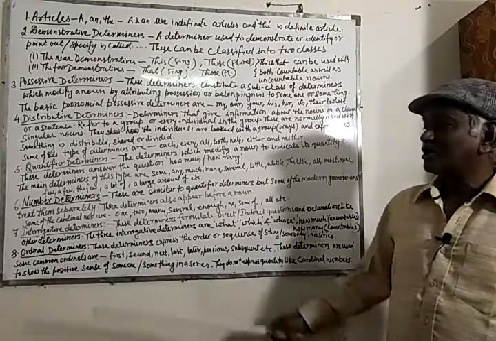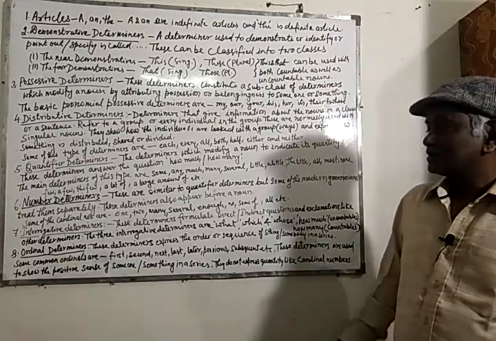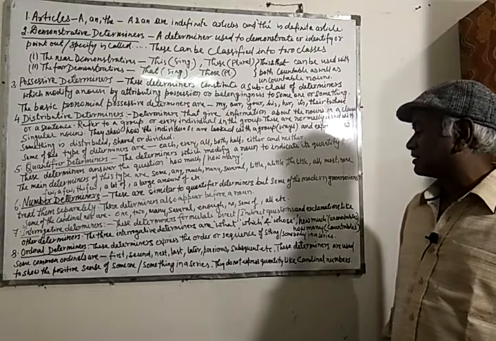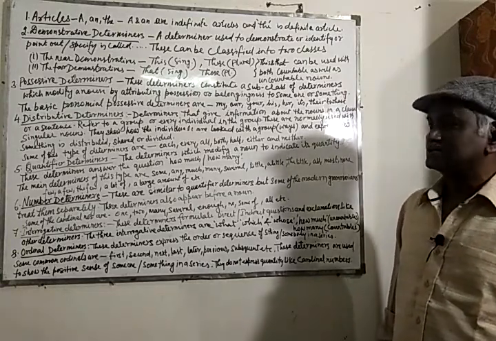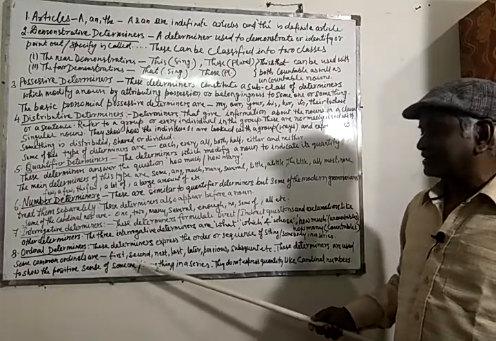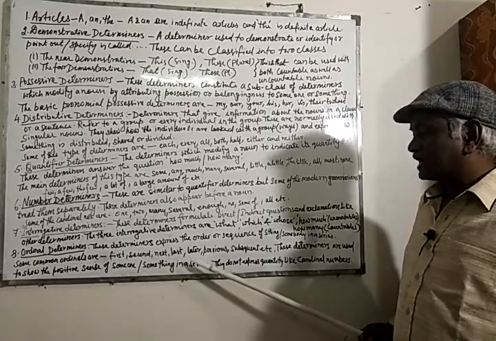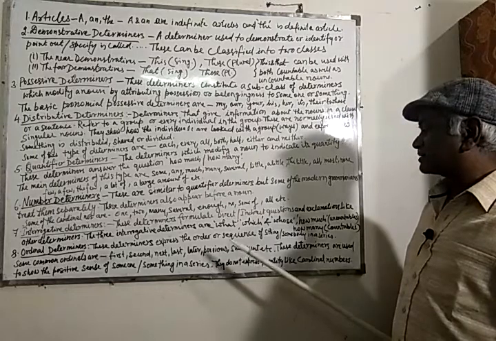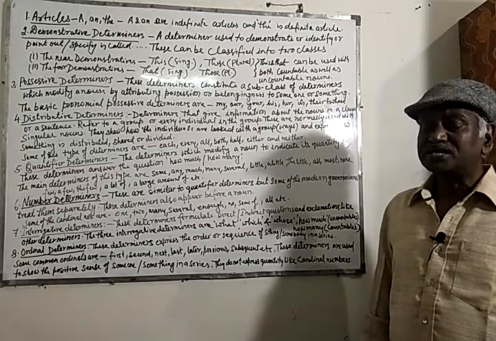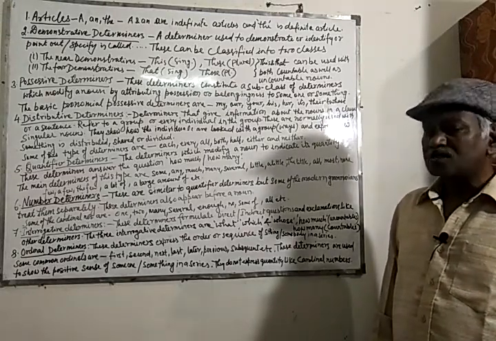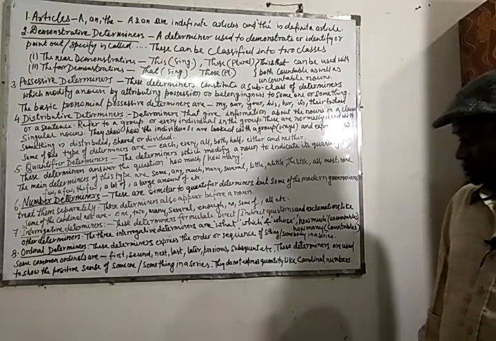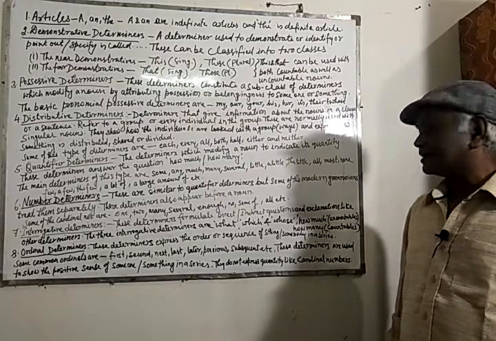The last one is ordinal determiners. These determiners express the order or sequence of something or somebody in a series. Some common ordinals are first, second, third, like that, then next, last, later, previous, subsequent, etc. These determiners are used to show the position of someone or something in a series. They do not indicate or express quantity like cardinal numbers.